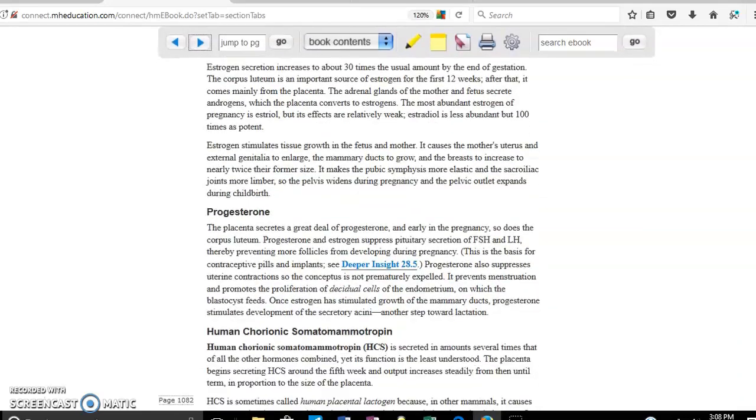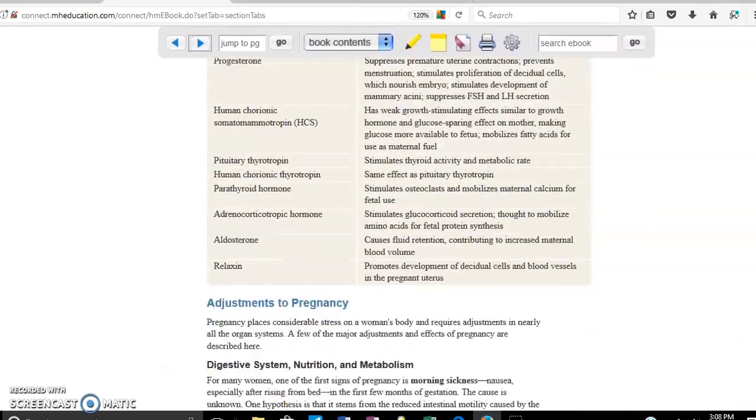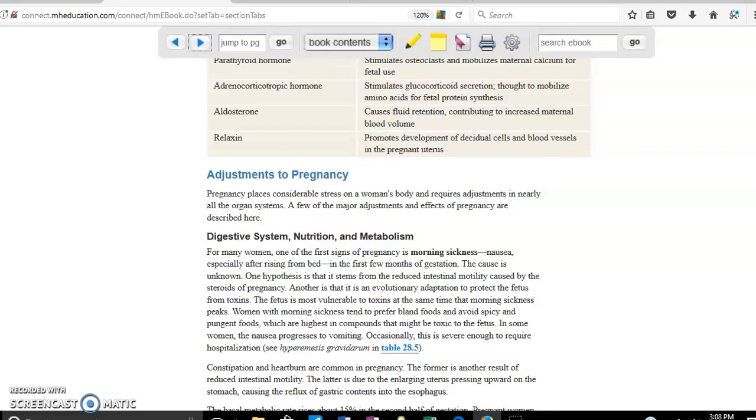You can see there the hormones that I just mentioned, and in there you can see the changes, adjustments to pregnancy, and all the changes that the female goes through when she is pregnant, but that's not something that is related to this class, so I'm not going to discuss that part in this chapter.